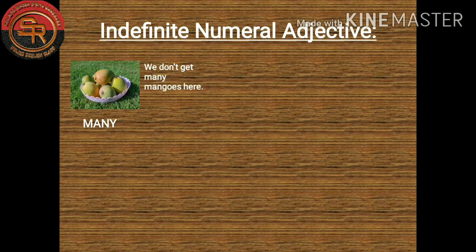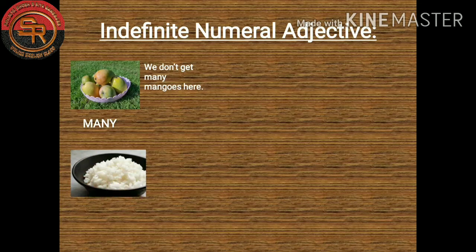So what can you see in the first picture? You can see many mangoes. We don't get many mangoes here. Next we have rice, a little rice. The word little means not much, not so much, which shows the uncountable noun. Let's look at the example. Can you give me some little rice, or can you give me a little rice?